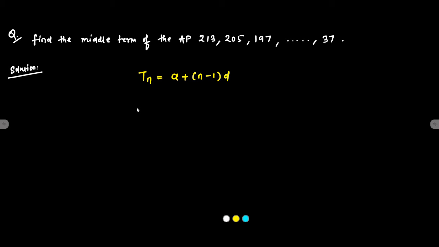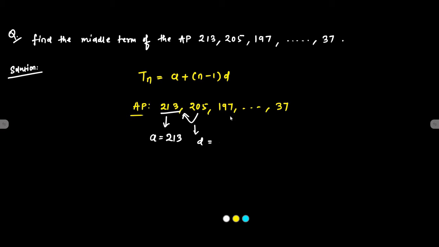Here the AP is given by 213, 205, 197 up to the last term, which is 37. So it is a decreasing AP sequence. We have the first term, which is 213, and the common difference d, which is minus 8. First, our objective is to find the total number of terms present in the given AP sequence, starting from 213 and ending at 37.